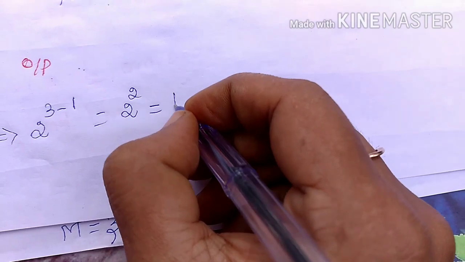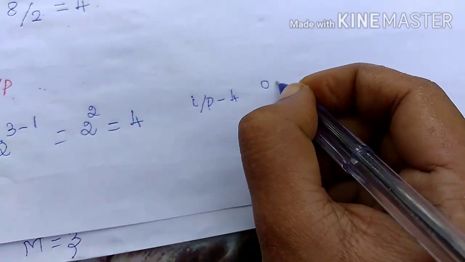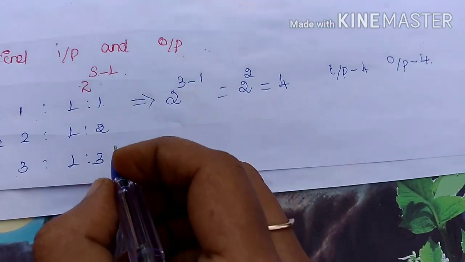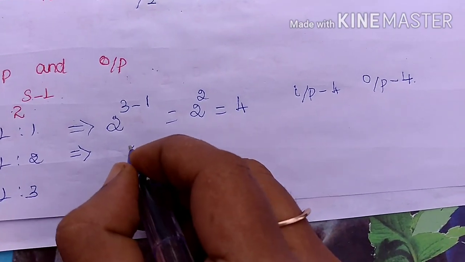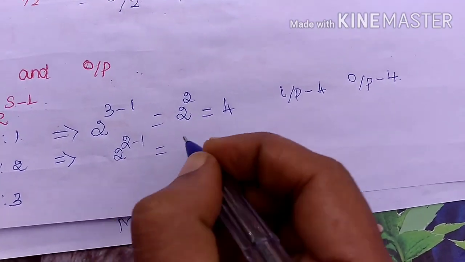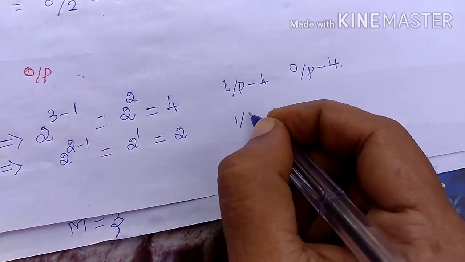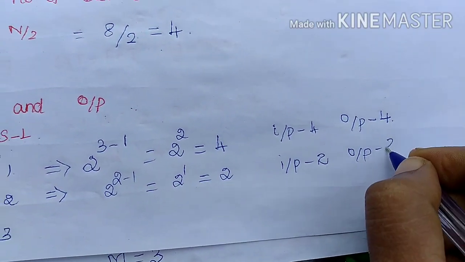So 2 power 2 is 4, right? So we are using 4 inputs and we are getting 4 outputs. Okay, that is the meaning of this. Then stage number 2 means we put L equal to 2. So 2 power 2 minus 1, so 2 power 1 equal to 2. So here also we are using 2 inputs and we are getting 2 outputs.